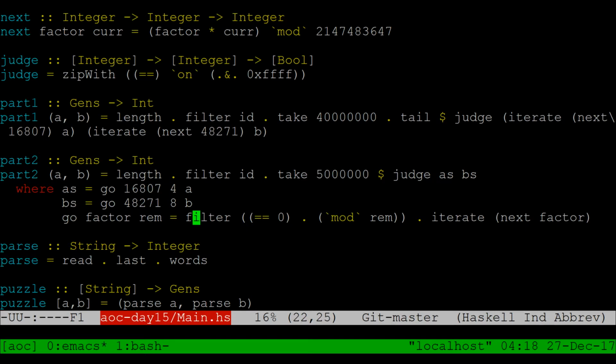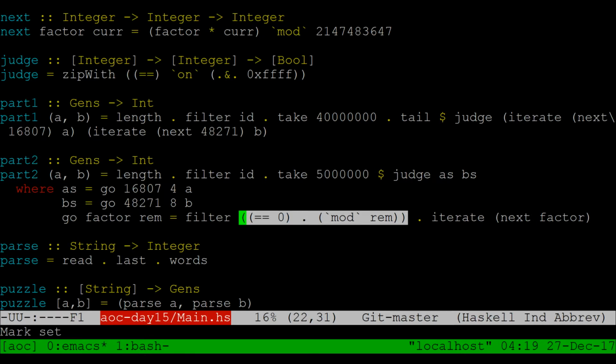Anyway, so this go function, of course, takes 3 arguments, but we're only actually defining it with 2, because we're going to compose it with this iterate, right? So we say iterate next of factor, starting with the seed, the implicit last argument, and filter the results to those that are equal to 0 modulo the remainder you are given.